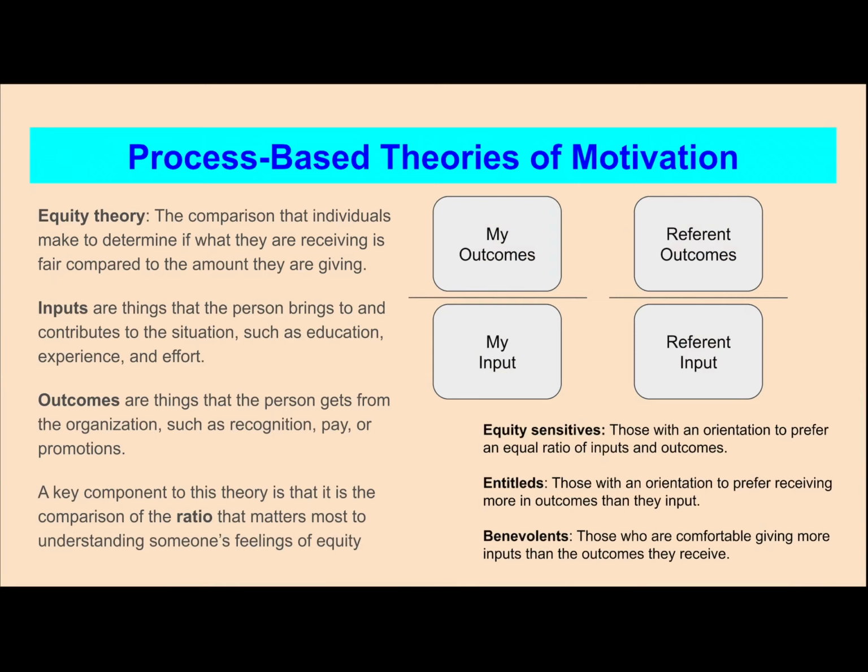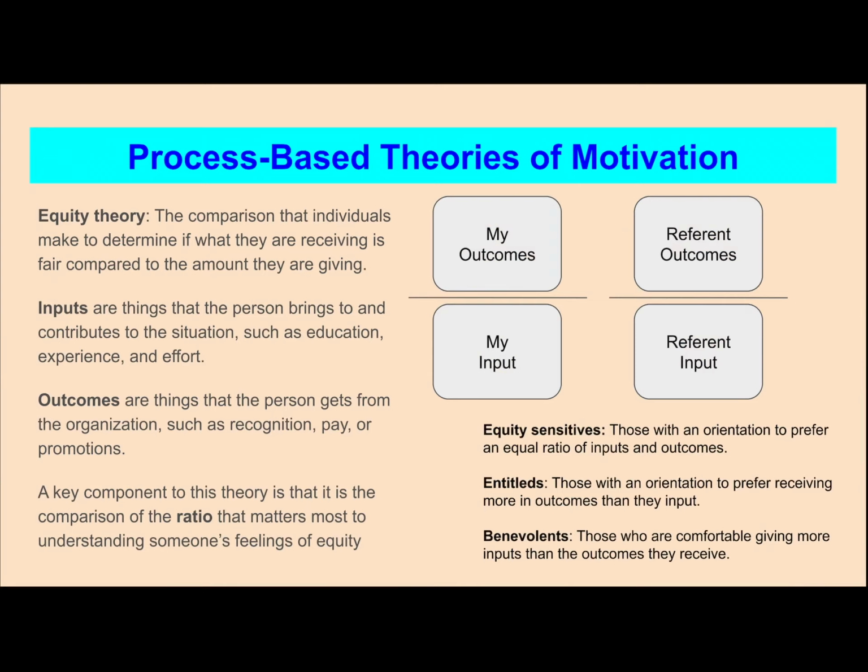There are three different types of people. So there are equity sensitive people. Those are people sort of like we've been talking about on this slide this whole time, people who want it to be fair. They think that their ratio should be about equal to everybody else's ratio.